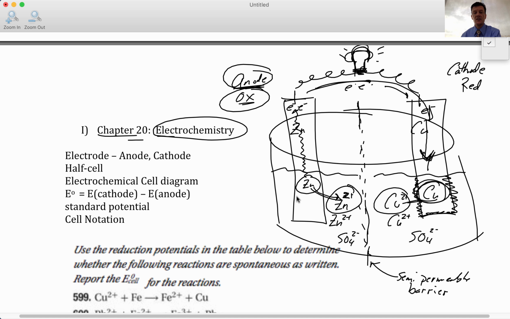So over on this side, you're going to see loss of mass. This zinc bar is going to get smaller and smaller and smaller. You're going to have more and more zinc atoms lost into the solution. Over on this side, you're going to see an increase. You're going to be gaining mass over on this side.